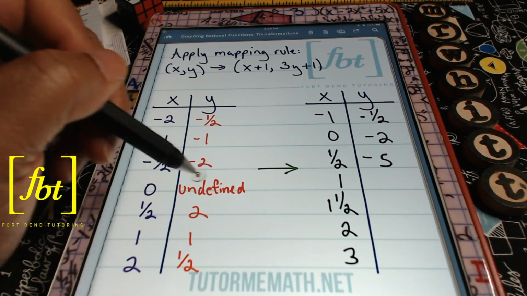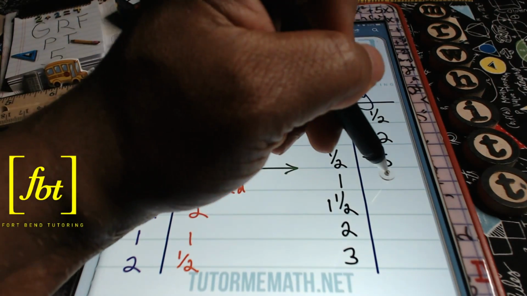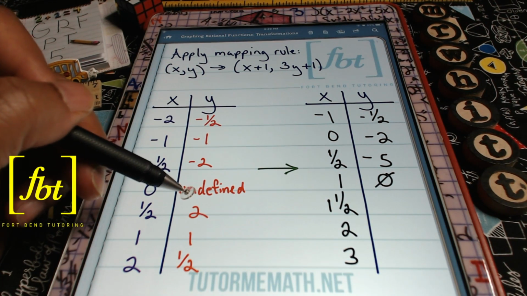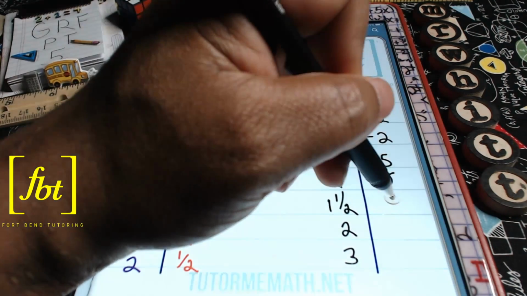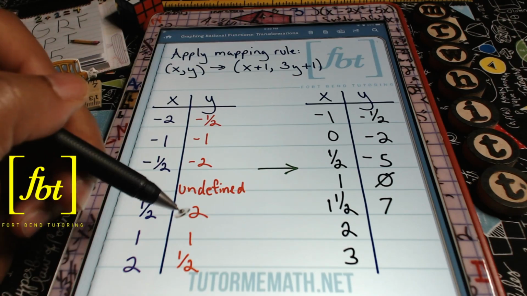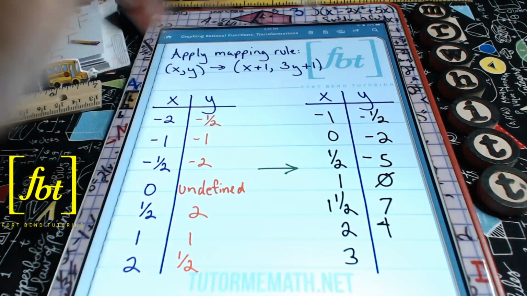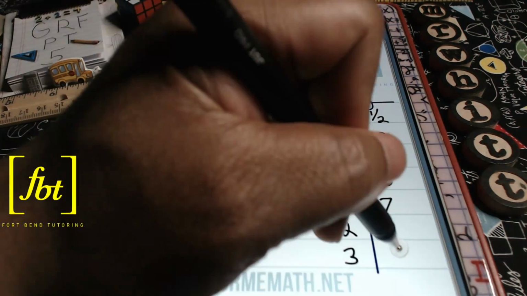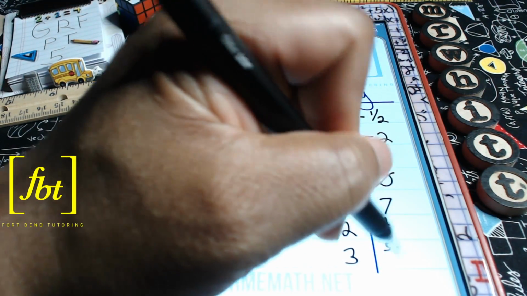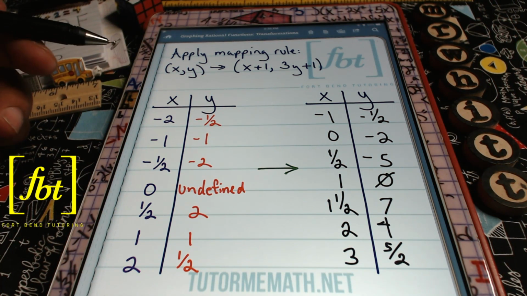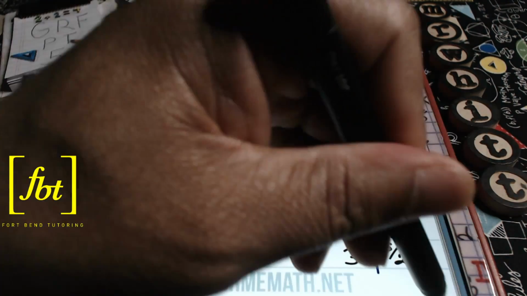Then, because this value was originally undefined, it will remain undefined. And now we'll be multiplying 3 times 2 to get 6, and then 6 plus 1 is 7. Then multiplying 3 times 1 gives us 3, and then 3 plus 1 is 4. From here, you'll have 3 times 1 half is 3 halves, and then 3 halves plus 1 gives you 5 halves. And since I like mixed numbers, we know that 5 halves is equivalent to 2 1/2 as well. So there is your new XY chart. Let's go ahead and move on.